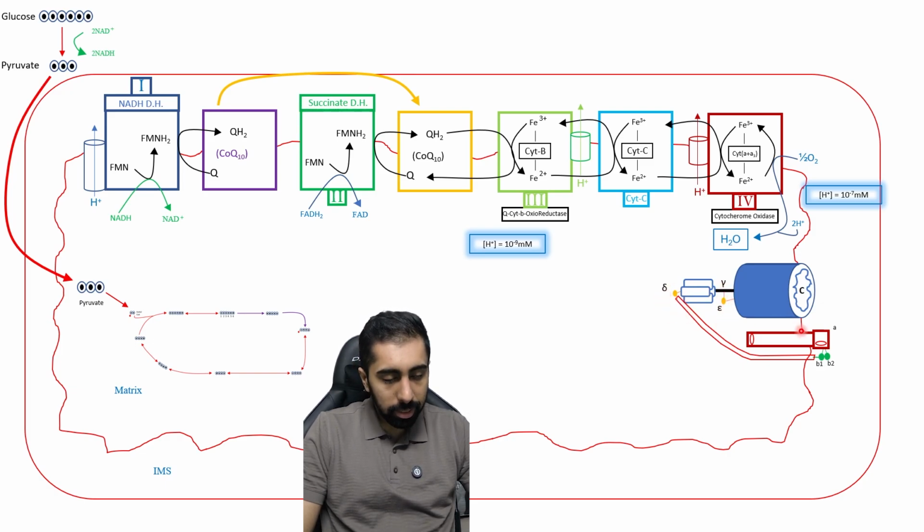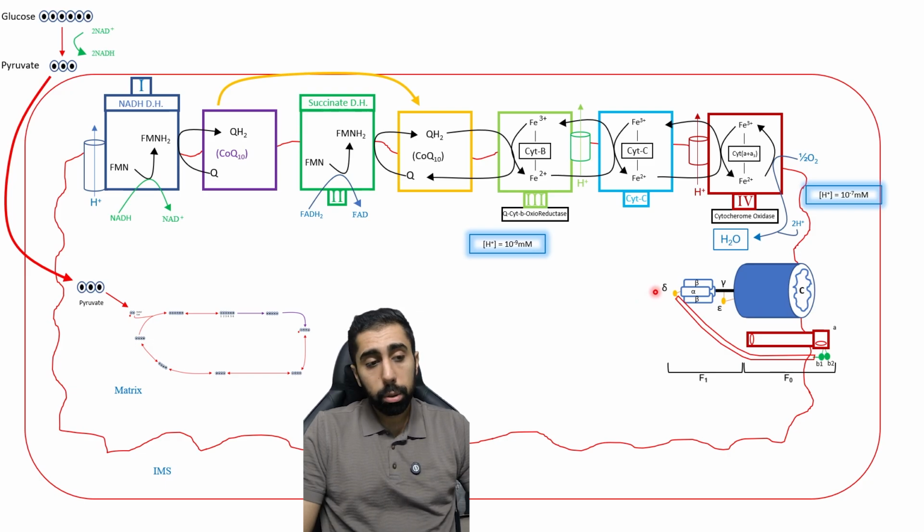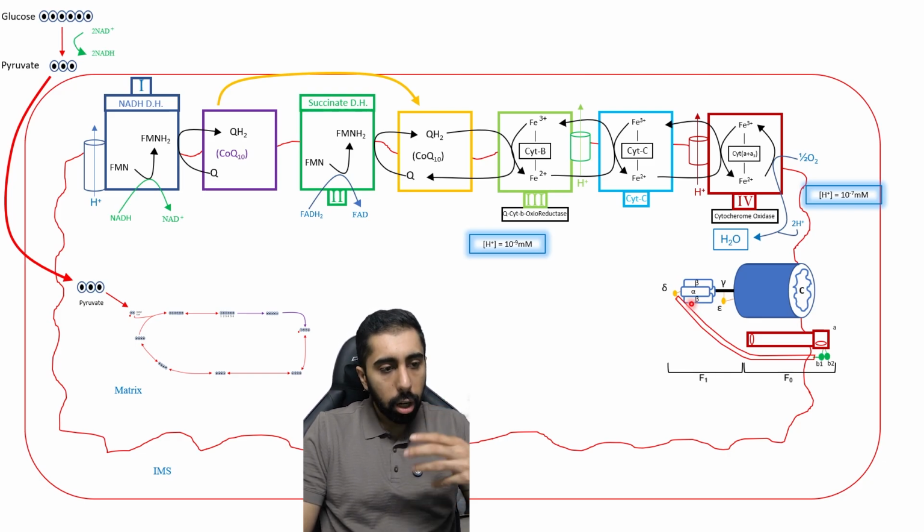So this is the structure of this whole system, but scientists separate it into two parts: one part is F0 and one part is F1. I also have to mention that these structures here are beta, alpha, beta that are working near each other.